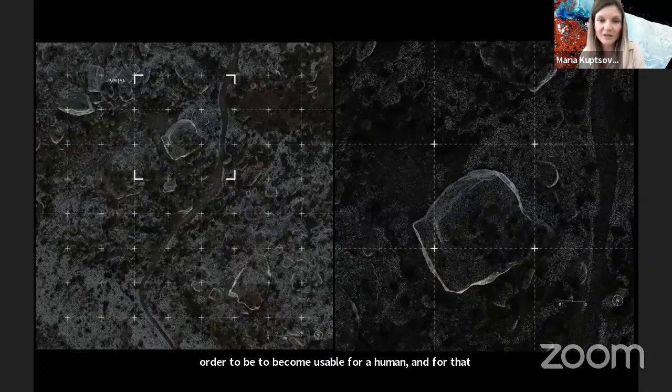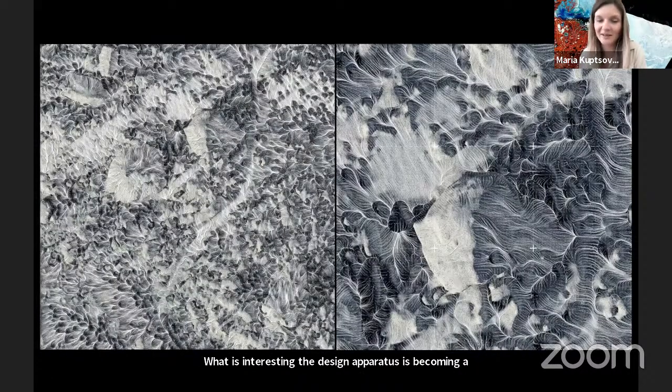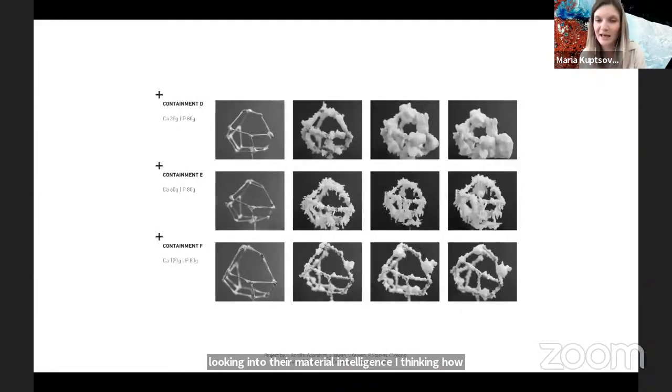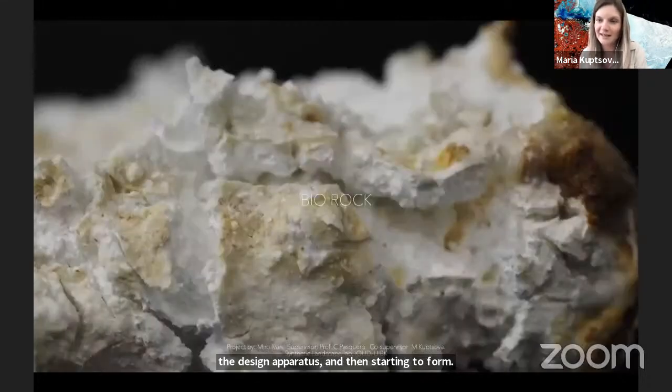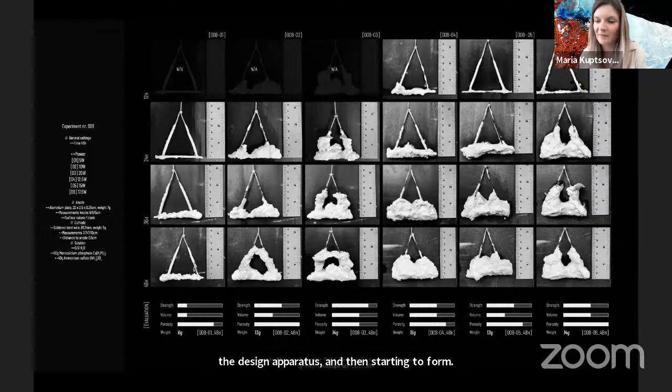Now, here, what is interesting, the design apparatus is becoming a conversation between the machine, human, and the environment. And what if we are looking into the material intelligence and thinking how the material intelligence starts driving the design apparatus and then starts to form a new design system based on the composition and the proportion of the material constitution. Here's one of the projects that we are studying, the biorock materials, in order to create large coral reefs for the protection of the coast exposed to overflooding. I will go very quickly.